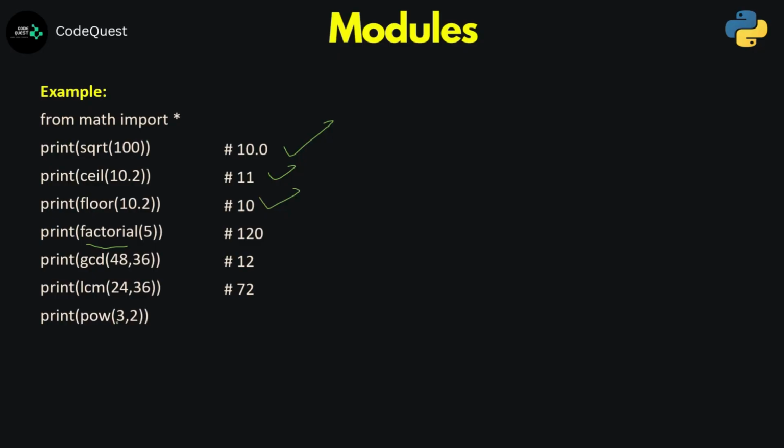The power function is nothing but x to the power y. Here x is 3, y is 2, so 3 to the power 2 is nothing but 9.0. We can also apply the log function here, log 2, which is going to be 0.69 something.